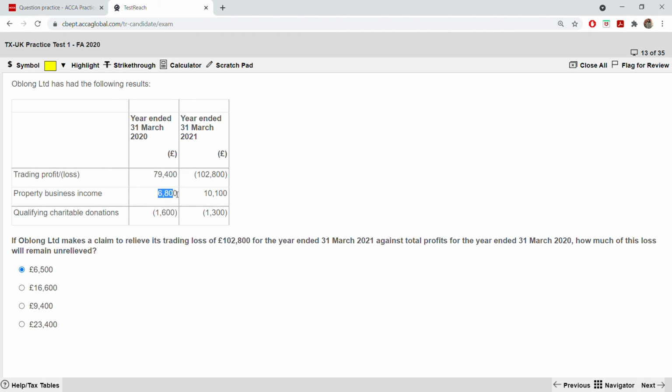Okay, so you have to learn for that. When you utilize, basically these 3 you are taking against this. After you deduct these 3 from 102,800, the balance which is left, that means you cannot utilize it, is unrelieved. You couldn't relieve it against any other income, which is 6,500. Yes, 6,500.